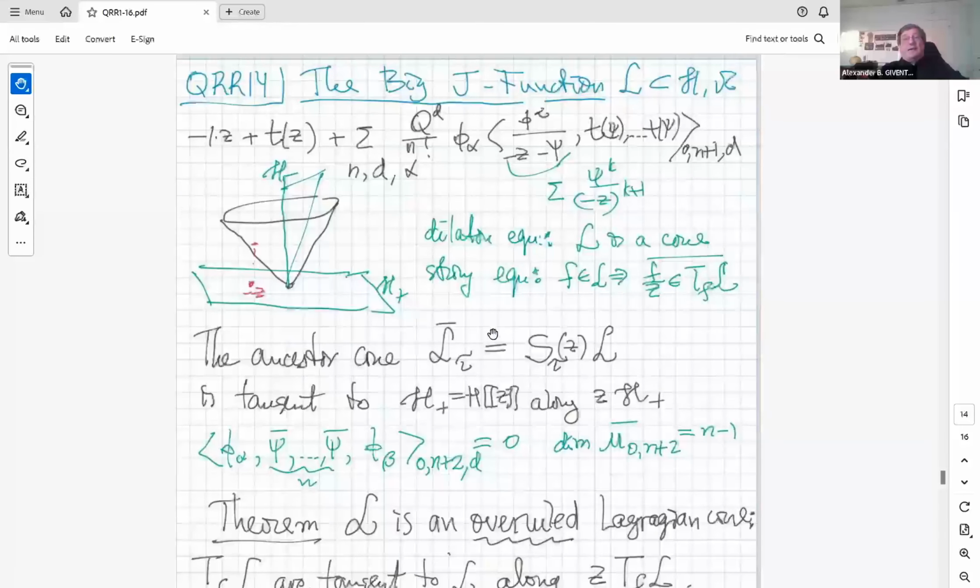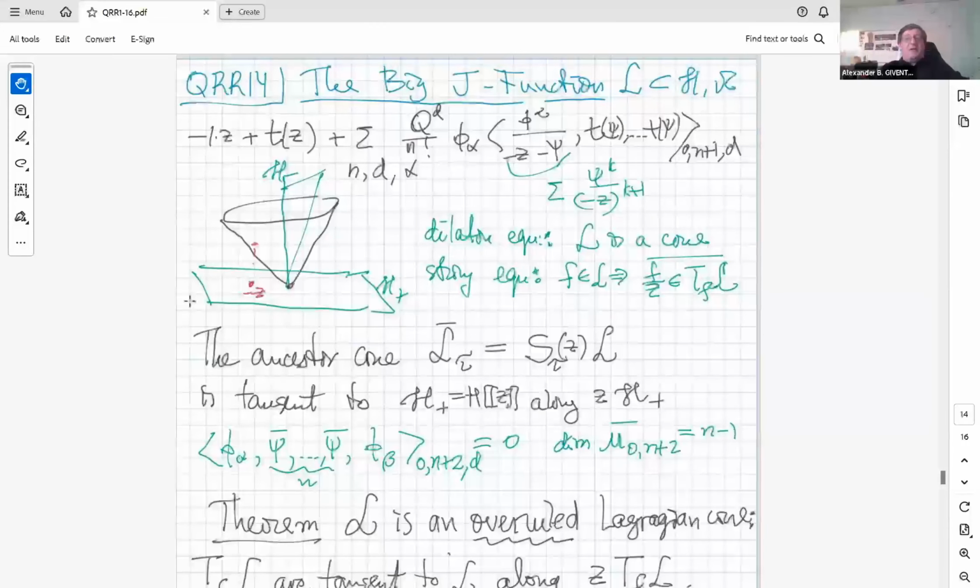Now imagine what it means when I take that thing and apply S inverse to it. It tells me something about this cone L. It tells me that when I apply that S inverse, there is this space here, zH plus, and it's mapped to some subspace in L, and along that subspace, the tangent space to that graph is the image of H plus.